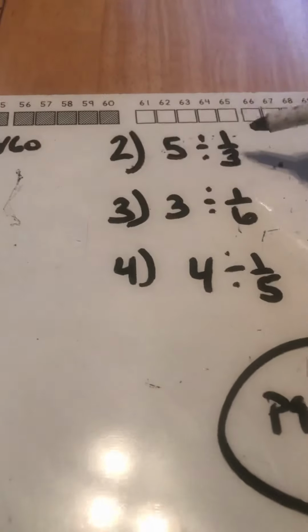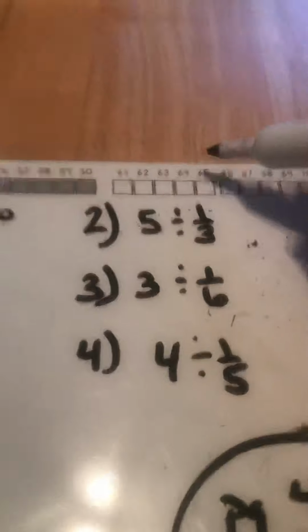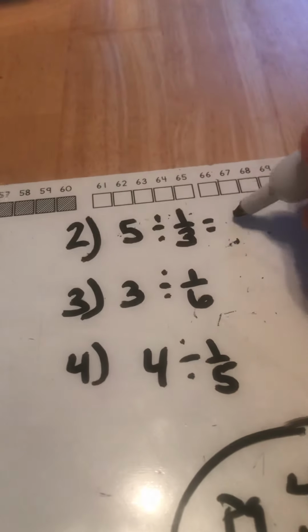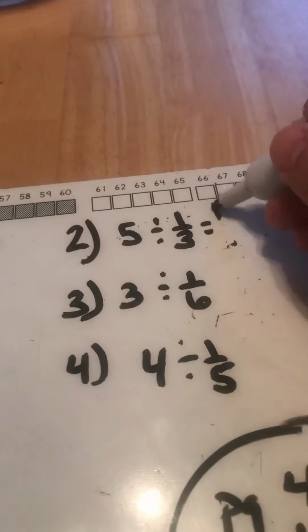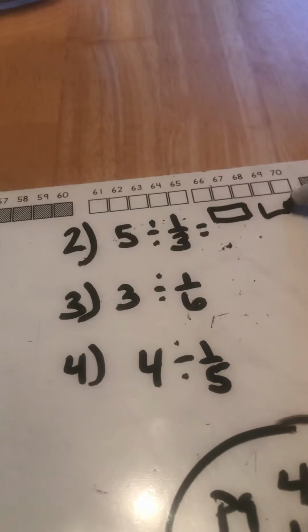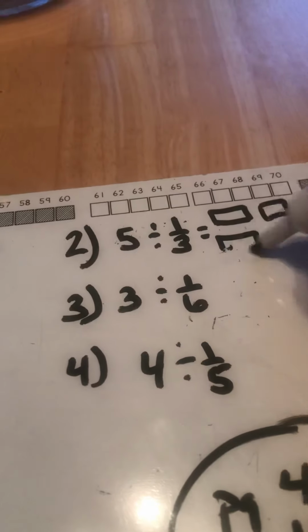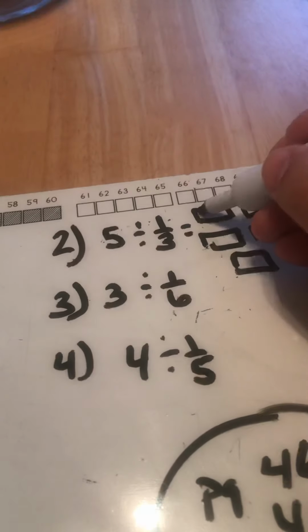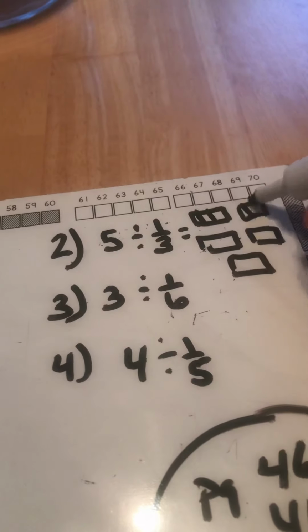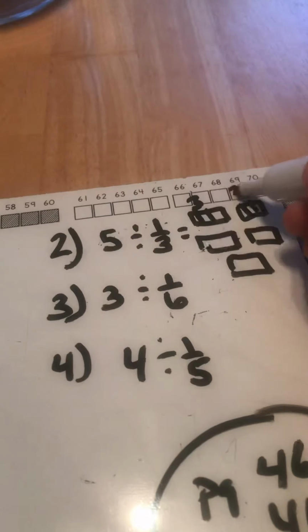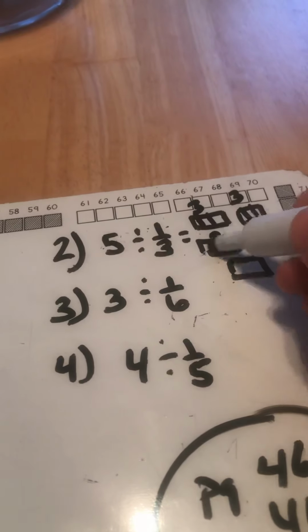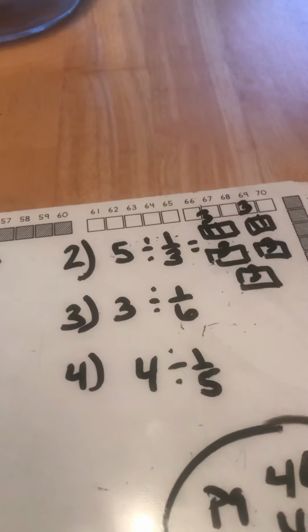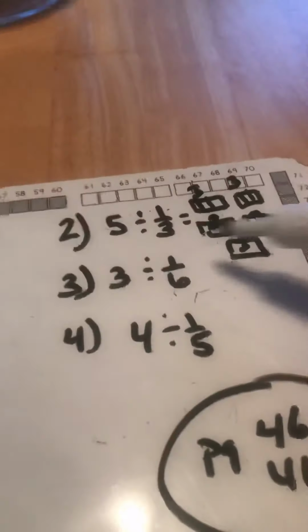All right, let's go over some homework from yesterday. We had 5 divided by 1/3. This is page 460. If we were to draw out 5 of these, 1, 2, 3, 4, 5, and we were to break them up into 3 groups, there'd be 3 here, 3 here, and 3 here. So 3, 6, 9, 12, 15. So 15 is our answer for number 2.